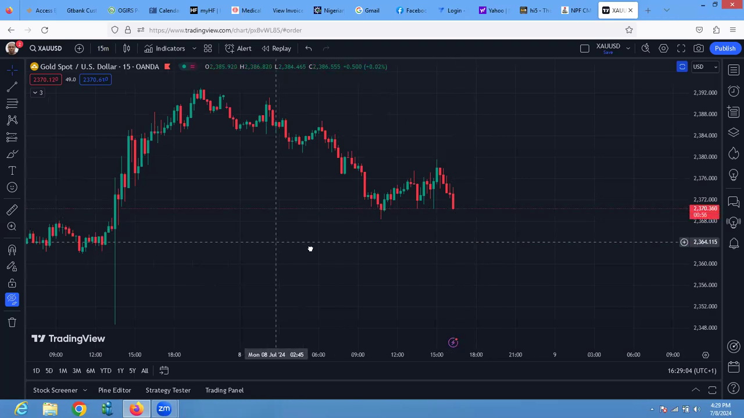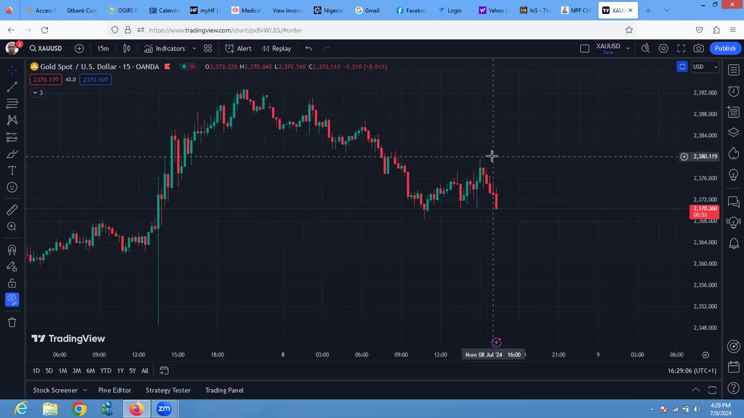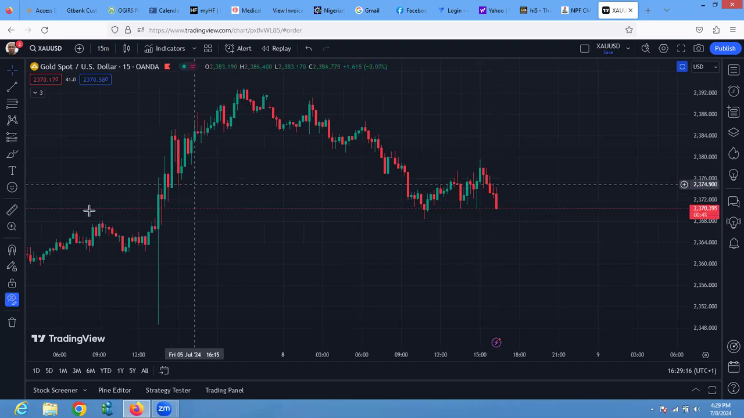I would rather prefer price to push further up, and price may have just ended its correction, but it's going to be wicked if price just does this. It's going to be wicked. Let's see.